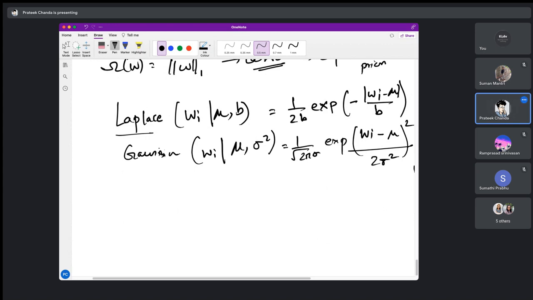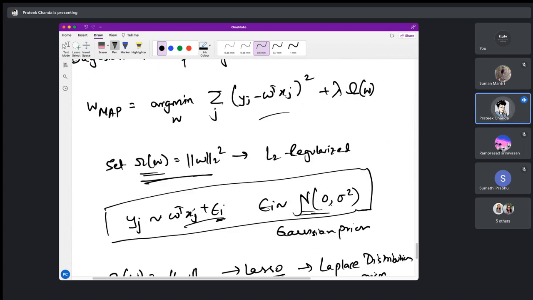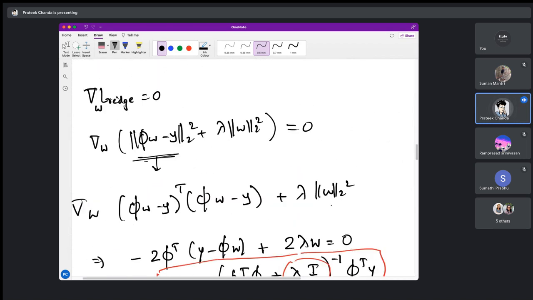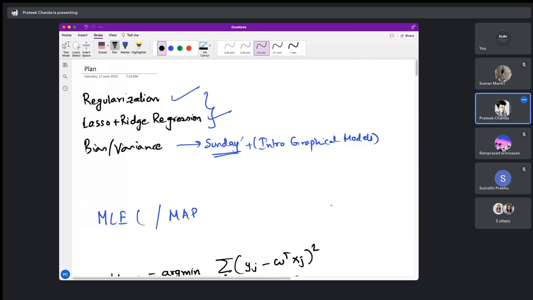So that's the end of regularization, L1 and lasso, ridge versus lasso that we discussed. If there are any questions, we can take them now, and we can probably head on to bias versus variance after this. If you have any questions, please let me know. Any questions?